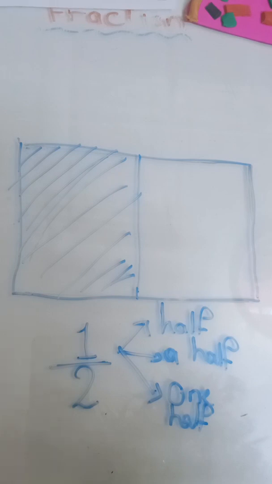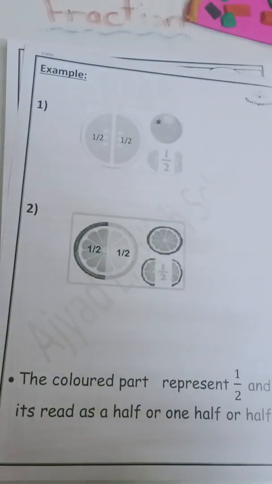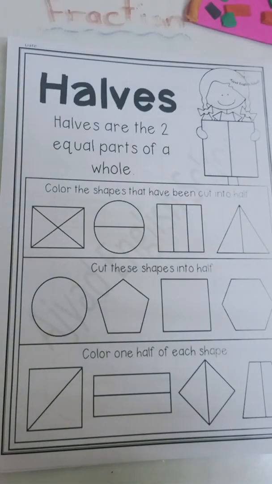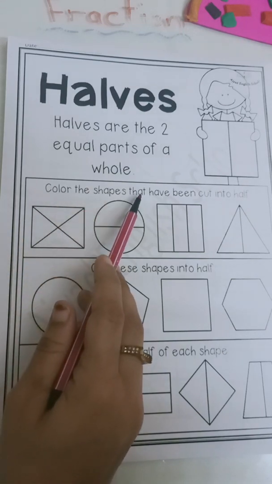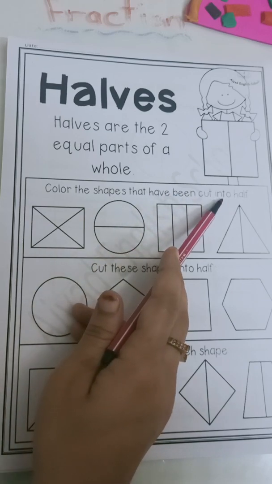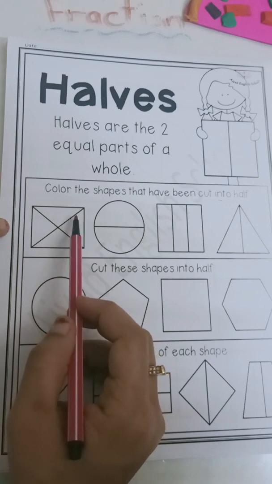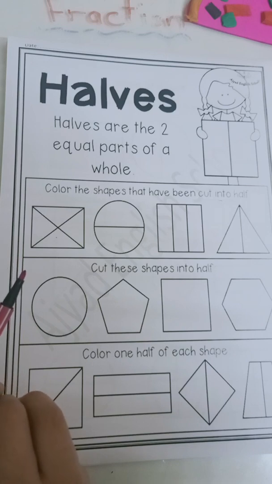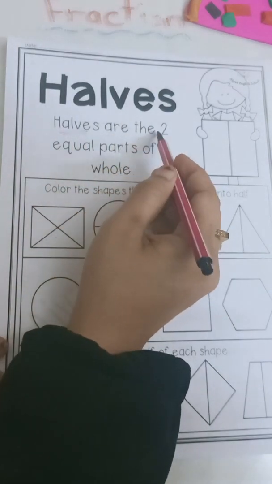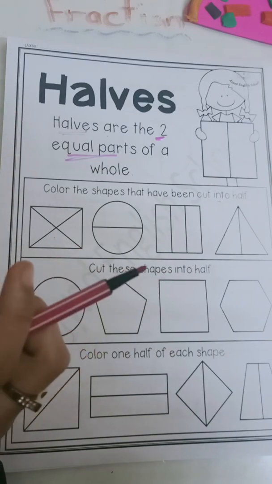Look at your sheet. Open page 6. This is example for you. Open page 7. Ask me color the shape that have been cut into half. Okay, this is cut how many part? 1, 2, 3, 4. So it's not half. Means we have in half two equal parts only. So halves are the two equal parts only of the whole number or of the whole part.